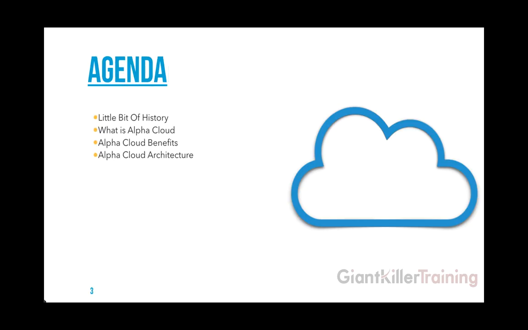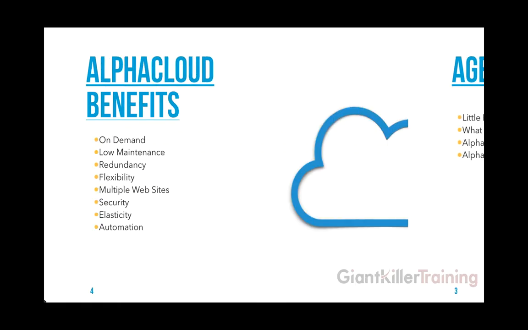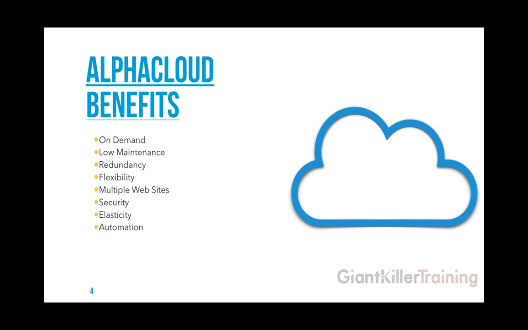So for this course, I'm going to go over a little bit of history, talk about what the Alpha Cloud is, some of the benefits and the architecture before we dive into the actual hands-on training. I really want to make sure you have a good high-level picture of how the system works. So what are some of the benefits of Alpha Cloud? Well, there are a lot of different benefits, and I'm going to walk through each of these really quickly.